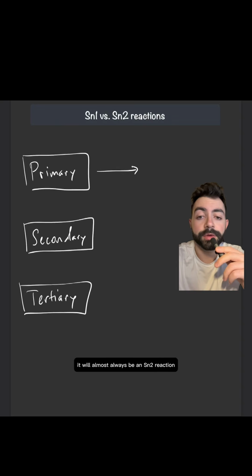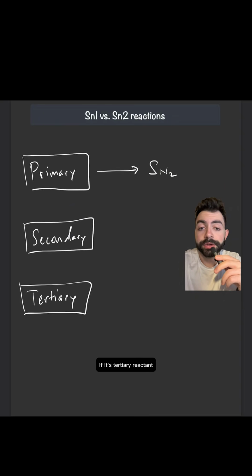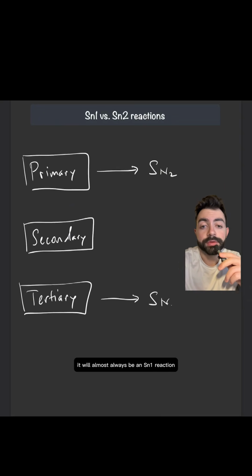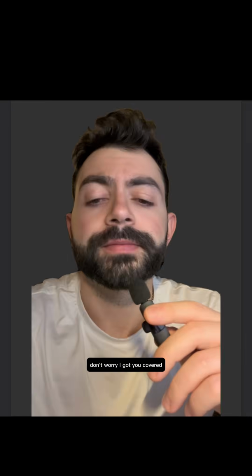So at this point, you're basically 99% done. If it's a primary reactant, it will almost always be an SN2 reaction. If it's a tertiary reactant, it will almost always be an SN1 reaction. But what about if it's a secondary reactant? Don't worry, I got you covered.